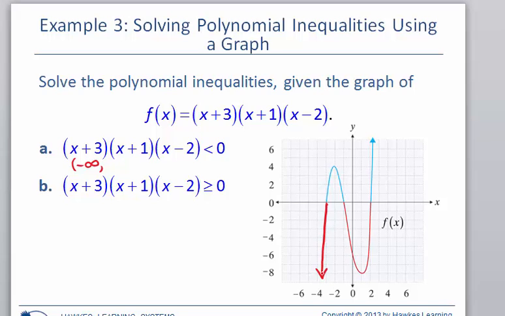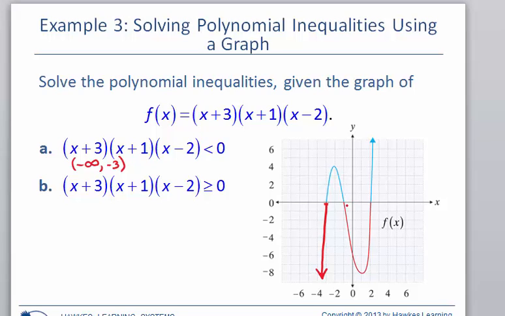And this graph remains negative until we get to an x value of negative 3. So from negative infinity to negative 3, we have a part of the graph where the graph is below the x-axis and where it is negative. Remember that less than 0 indicates a negative portion.